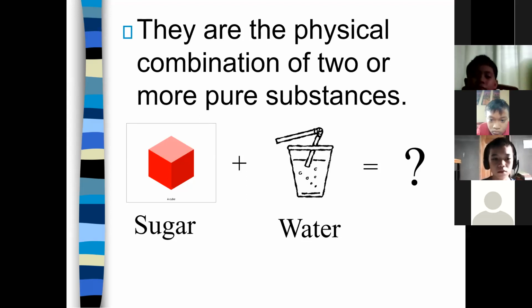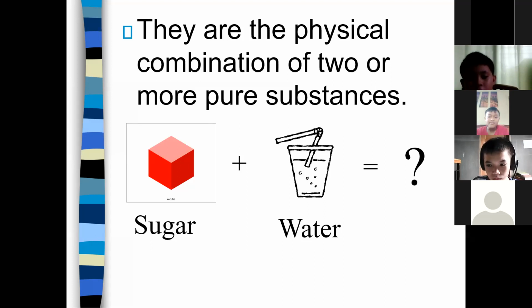Since water is made of the elements hydrogen and oxygen, the molecule of water is called H2O. And sugar is a combination of three elements, carbon, hydrogen, and oxygen, as sugar has the molecular formula C12H22O11. So that is an example of a mixture. Again, a mixture is a combination of two or more pure substances.